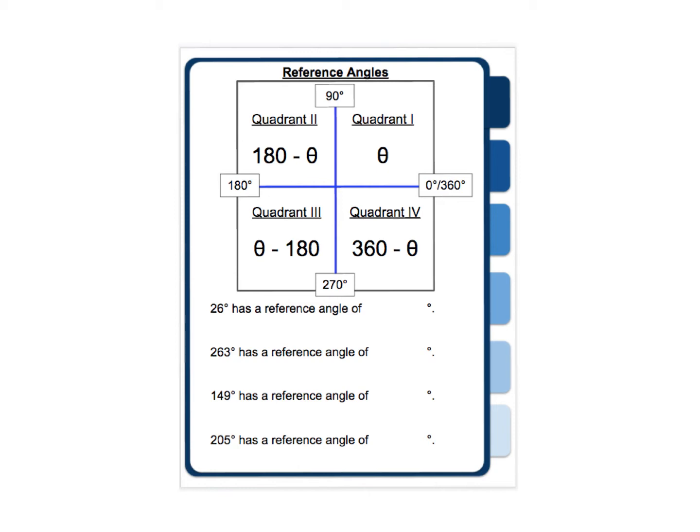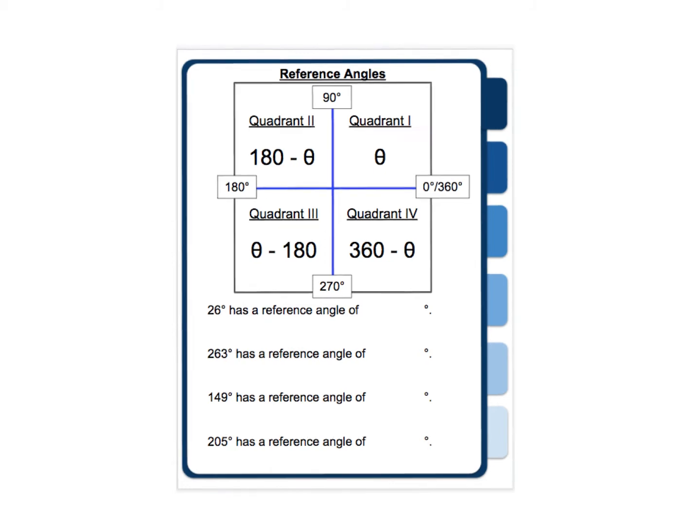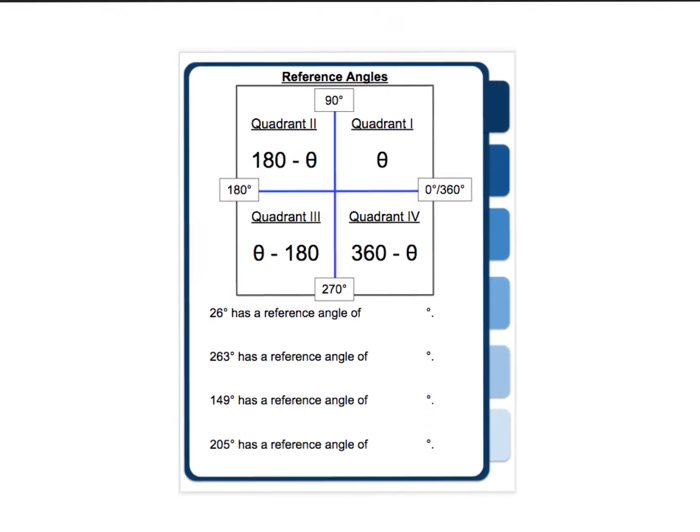So if your angle is in quadrant 1, your reference angle is just going to be whatever angle they gave you. So if your angle is already between 0 and 90, that is your reference angle. Quadrant 2, to get your reference angle, you're going to do 180 minus your angle measure. Remember, theta just represents your angle. In quadrant 3, you're going to do theta, your angle, minus 180 to get your reference angle. And then in quadrant 4, you're going to do 360 minus theta, your angle measure, to get your reference angle. So really, you're just figuring out what quadrant is my angle in and which of these formulas am I going to use to find my reference angle.